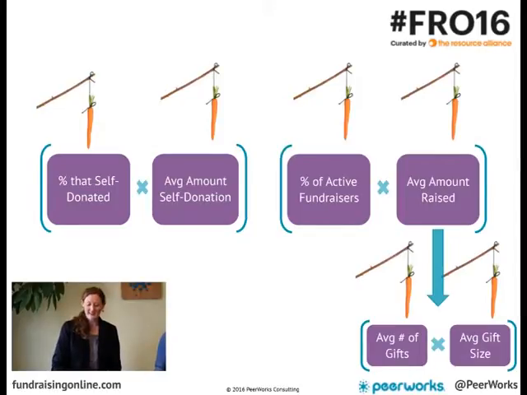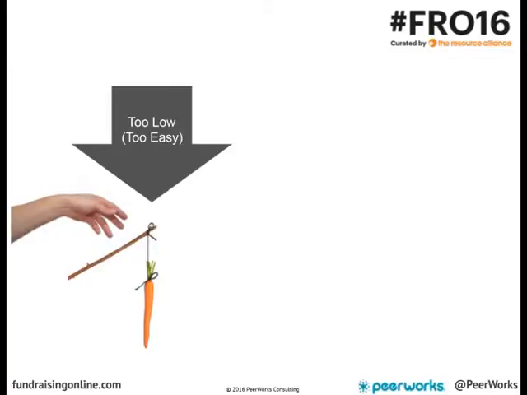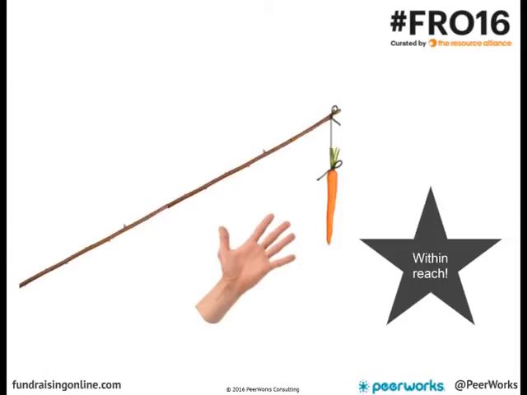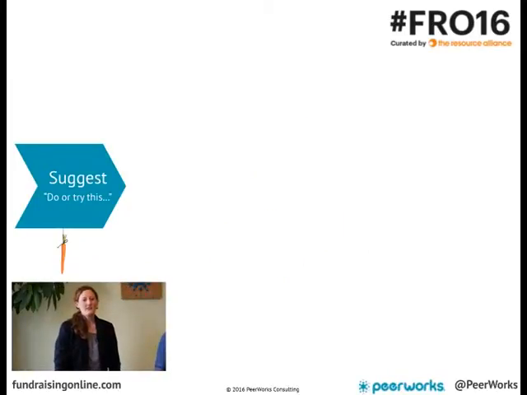So when you're dangling this carrot, or you're making a suggestion that's kind of too easy, it's too low, that won't be really effective. Likewise, if you're dangling the carrot too high, it's out of reach for people. If you're making a suggestion that just doesn't seem reasonable or realistic, that won't work either. The magic is when you can dangle a carrot that's a stretch, but it's within reach of your participants or of your donors.